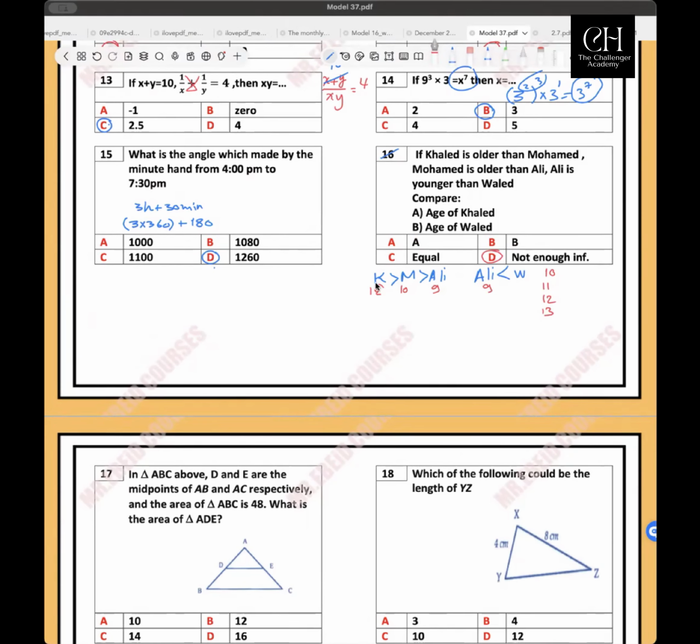We cannot compare between the age of Khalid and the age of Walid, because if it's 10 or 11, his age will be less than Khalid. If he is equal to 12, it will be equal. If his age is 13, he will be greater than Khalid, so it's not enough information.